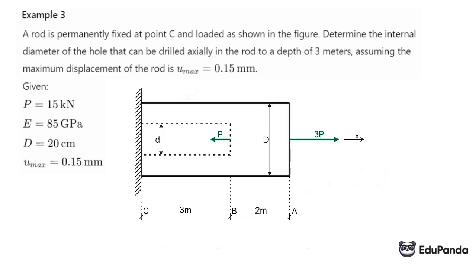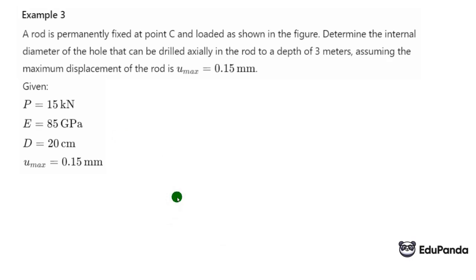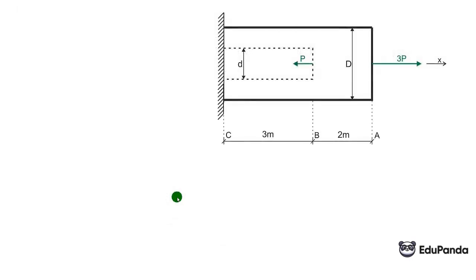Given is force P 15 kN, Young's modulus, and the outer diameter, big D. And the condition, maximum displacement 0.15 millimeters. And we need to calculate small d, that is the inner diameter of the hole. Well, so we need to think. The maximum displacement is to be 0.15 millimeters.